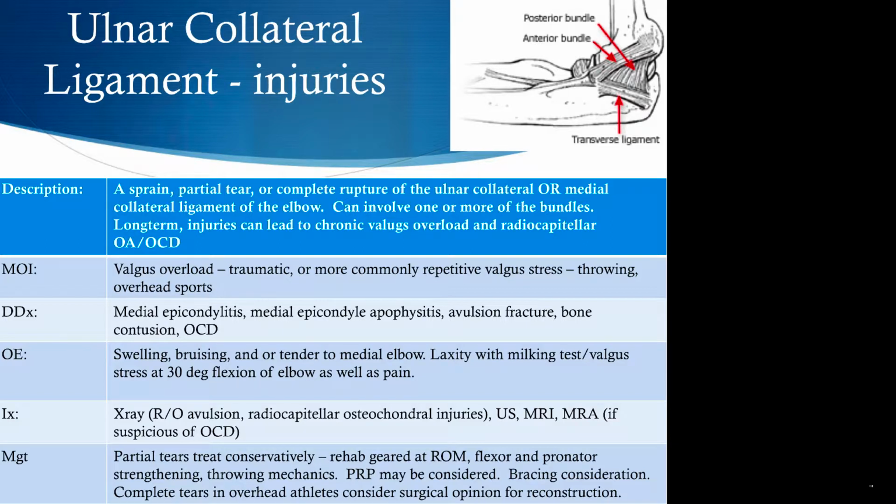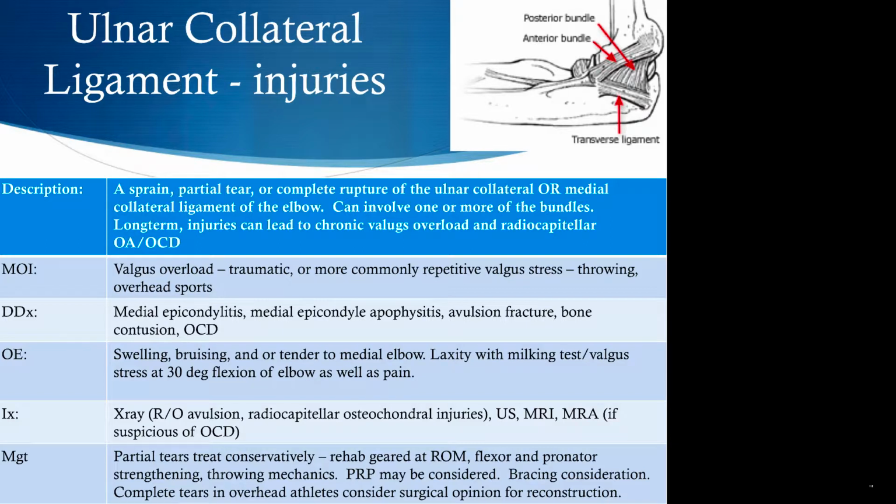The differential diagnosis includes medial epicondylitis, medial epicondylar apophysitis in kids, avulsion fracture, bone contusion, or osteochondral defect. On examination, there is typically a little bit of swelling, could be bruising if it's acute, and it's most likely tender over the medial elbow. There is laxity with a milking test for valgus stress at 30 degrees of flexion of the elbow, as well as pain in the medial elbow.